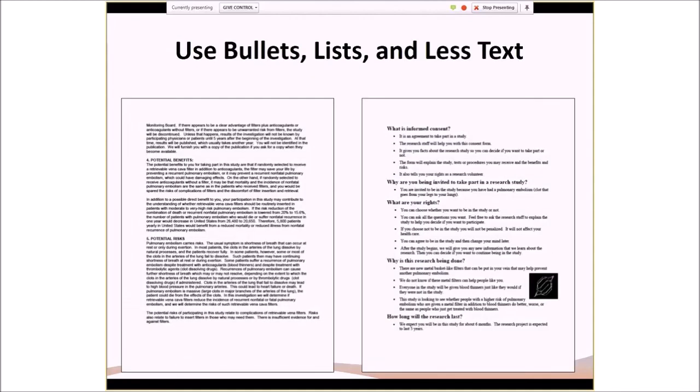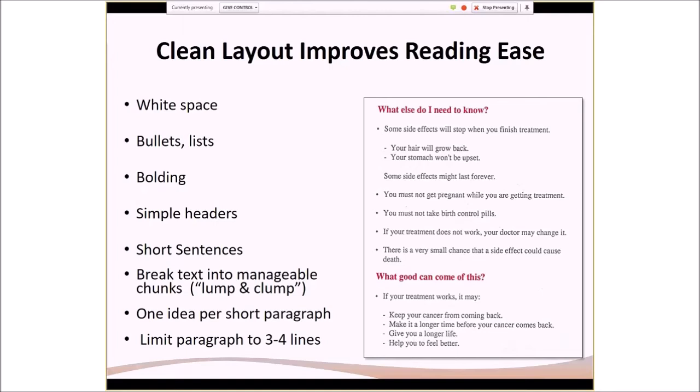So this is another example of using bullets and lists and less text. Probably it would be better if the page on the right were 2 pages with a little more breathing room, but the page on the left, I don't think anybody tuning in today would wade through all of that. So the more you can break it up with bullets and white space and headers, the better. So that's just what I've been saying. Use white space, bullets, simple headers, short sentences, lump and clump, limit paragraphs 3 to 4 lines.